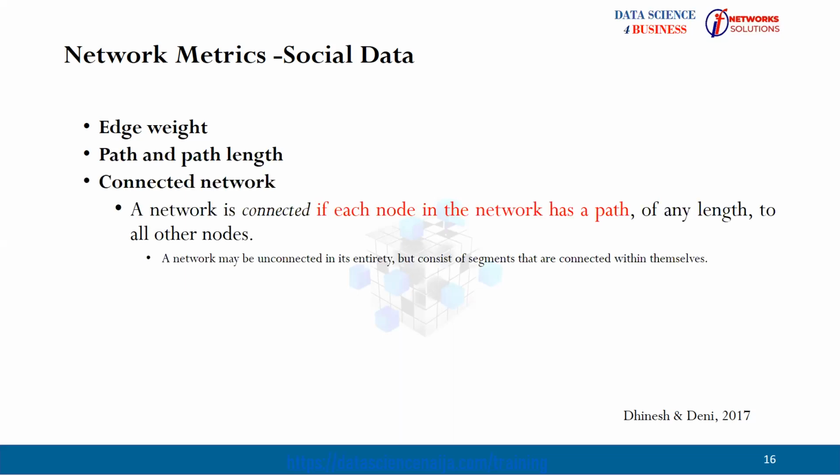Then another one that we have is the connected network. A network is connected if each node in the network has a path. The idea is that we don't say it's connected if there is a node that is just standing and is not connected to any node. Well, in reality, a network may be unconnected in its entirety, but it can have segments, communities or clusters that are connected within themselves. Sometimes that is what you usually have.